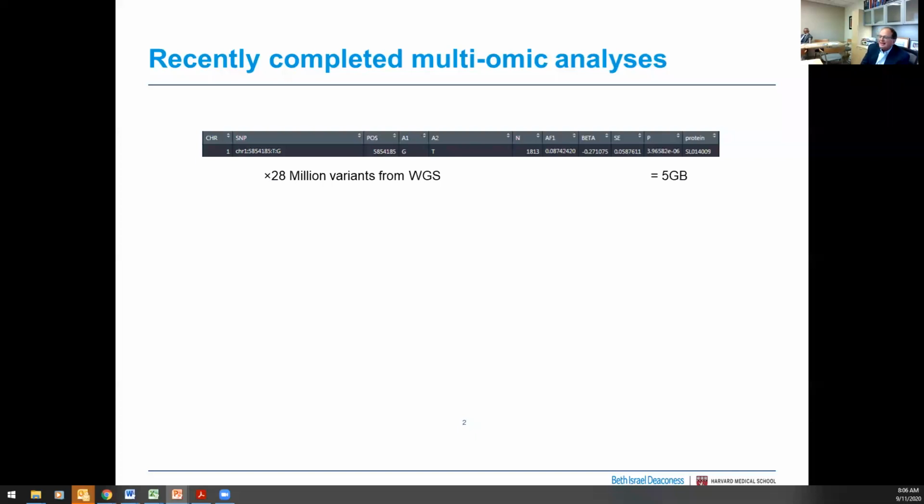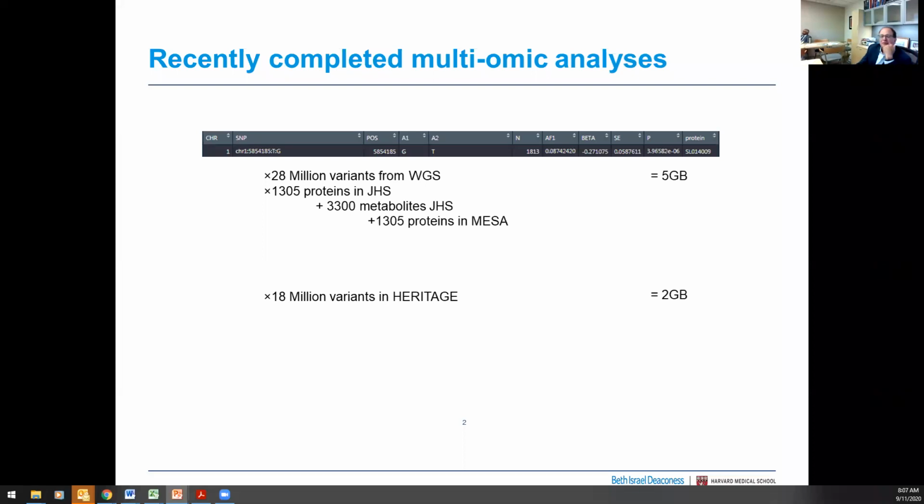And he said, gosh, we're looking at 3 billion base pairs. And just to make it a little bit more tractable, he started off by looking at 28 million variants in the human genome that were available at the time that you could see in at least a couple individuals, okay? And that's like 5 gigabytes of data. We were looking at another data set, I'll go into all the names later, in which we had 18 million variants, and that was about 2 gigabytes of data. And then we were looking first at the Jackson Heart Study data, and we had measured 1,300 proteins and 3,300 metabolites. We were also looking at the Multi-Ethnic Study of Atherosclerosis, in which we measured about 1,300 proteins and 3,300 metabolites too, but we've actually done it at a couple time points.